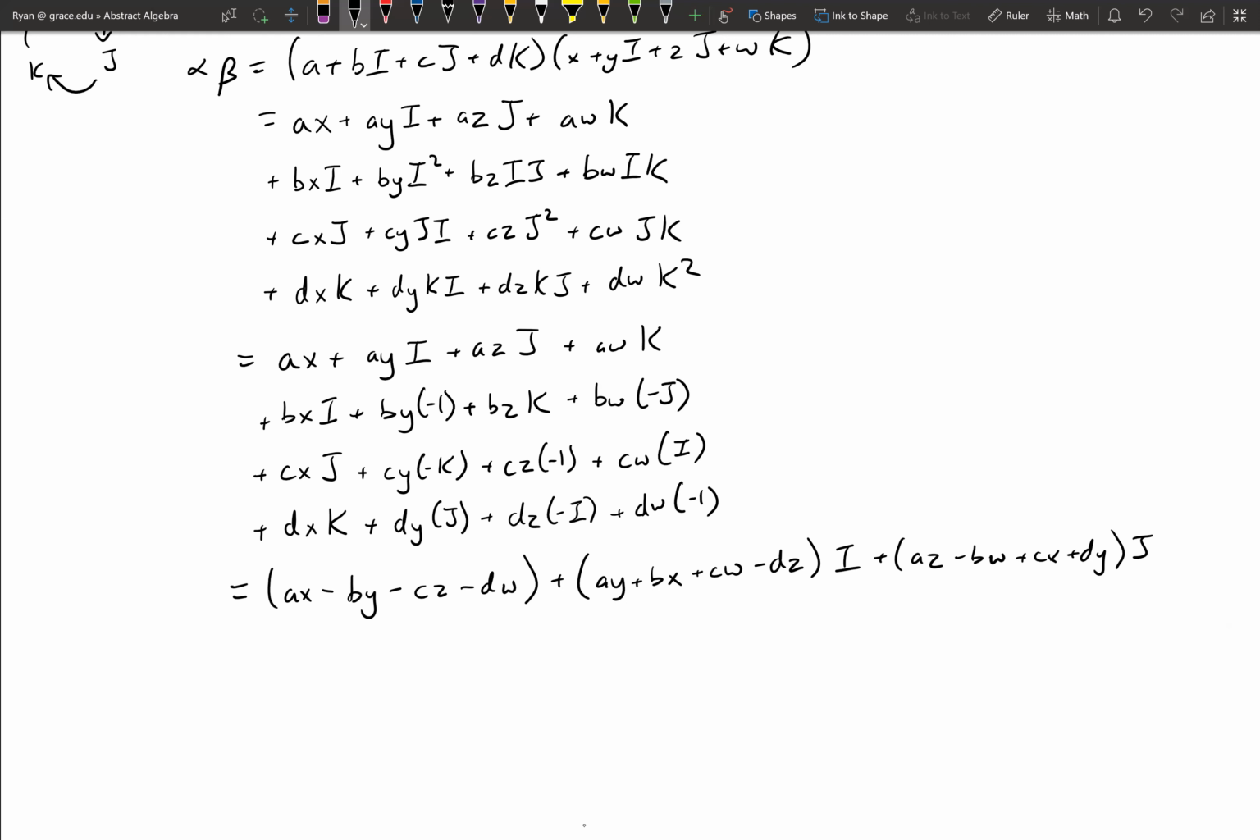And then I'm running out of space. I'll do the K's. So the K's are AW plus BZ minus CY plus DW. No, DX. Okay.